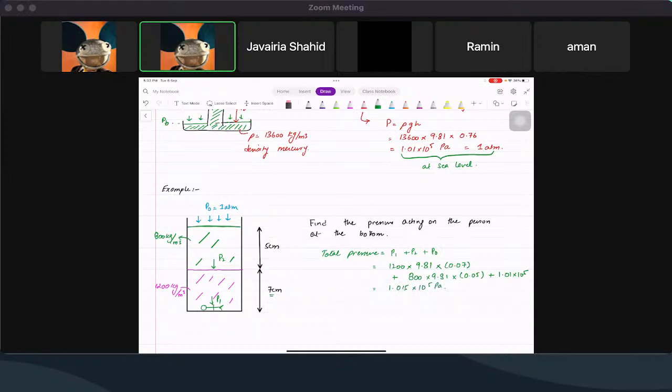Is it clear, everybody? The point is that if you want to find pressure at any single point, you need to take all the pressures above it and then add them together, okay? If you have any questions, please let me know.